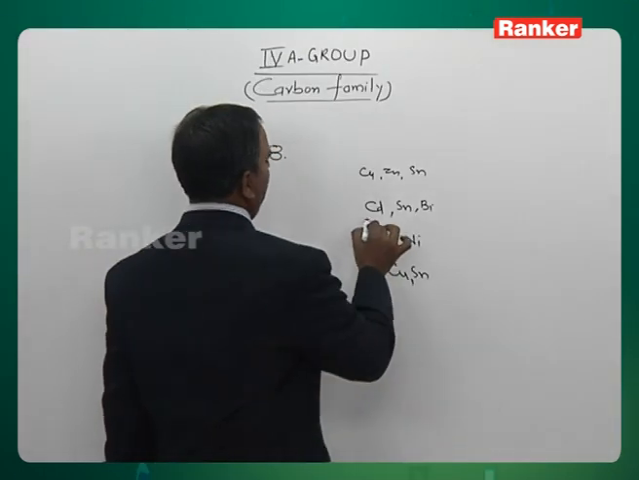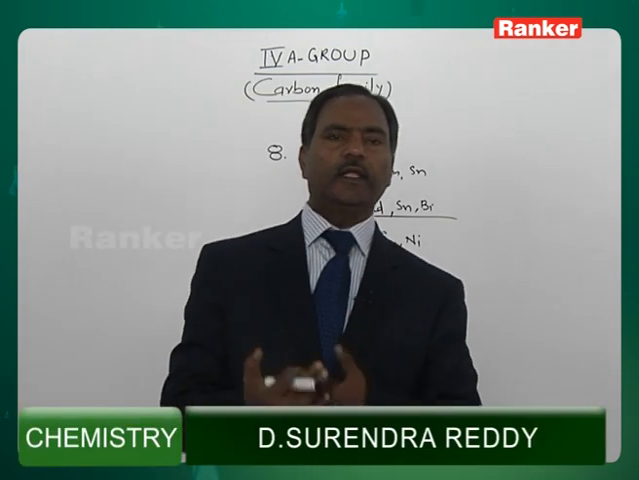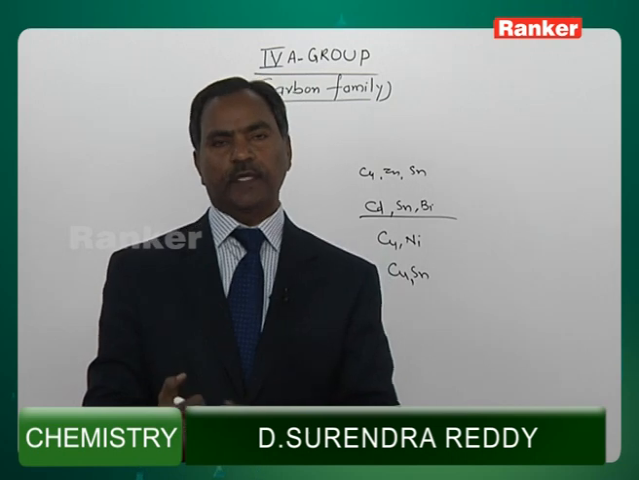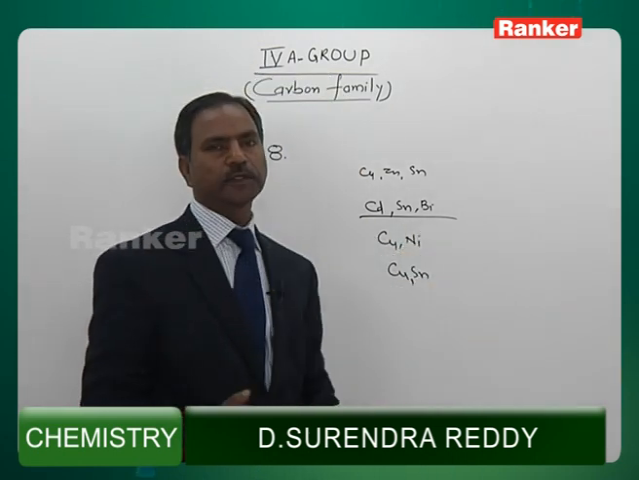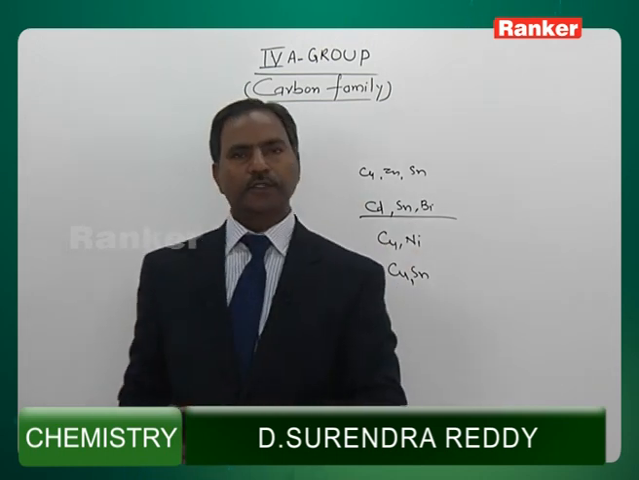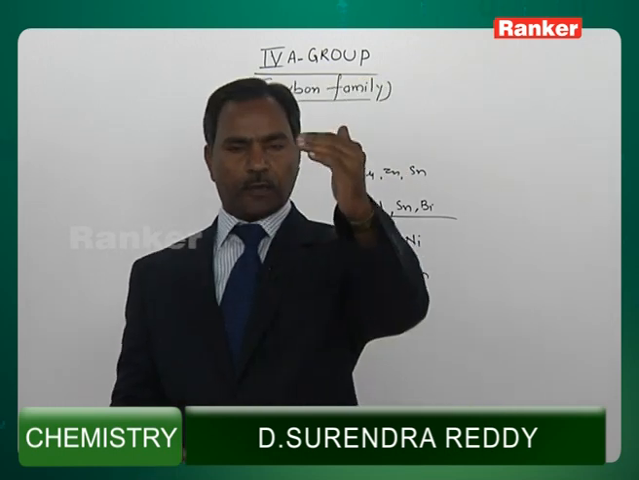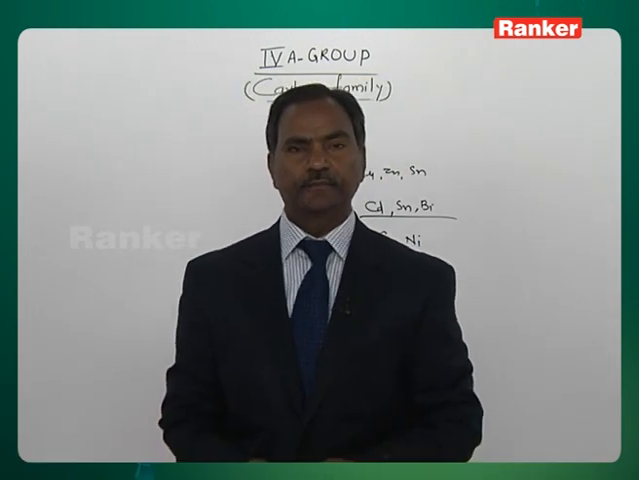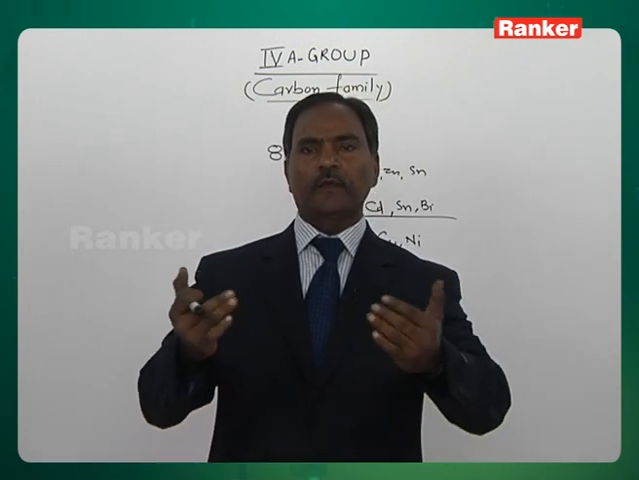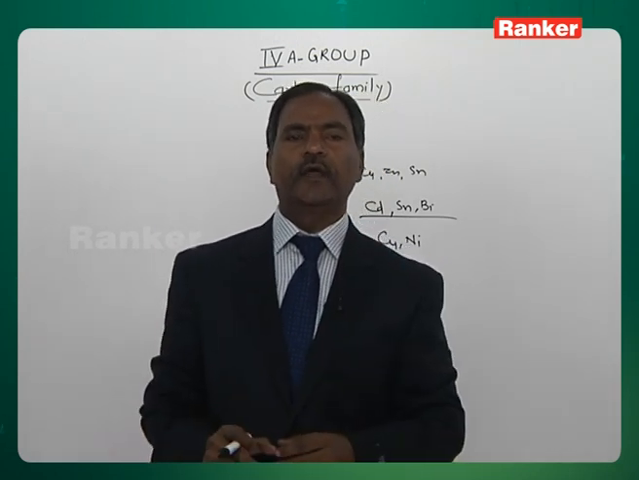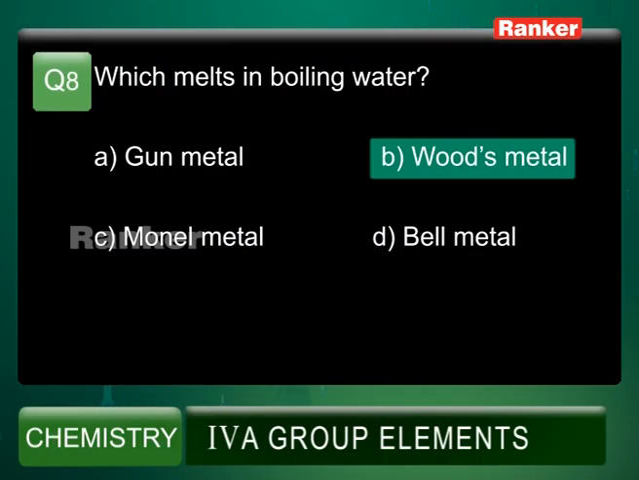Among these, you see cadmium, tin and bismuth. All these metals have low melting points and are more volatile in nature. Whenever they form an alloy, their melting point is still very low. The low melting alloy among all these is Wood's metal, which melts in boiling water because its melting point is very low. Therefore, question number 8, the answer is B.